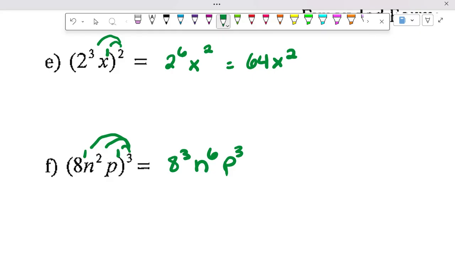Now, put 8 cubed in your calculator and tell me what you get. That's a decent sized number. It's what? 512. So this is 512 in the 6 p cubed. So my recommendation, guys, if the exponent's relatively small, just put it in your calculator and get it.